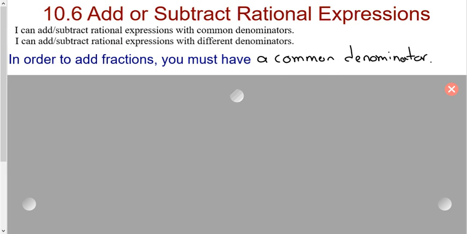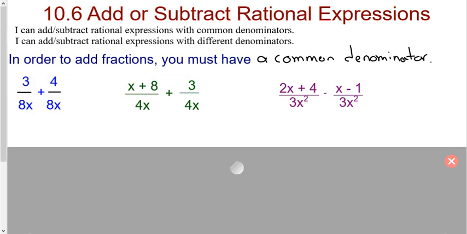If you have a common denominator, like in this set of problems, it's just a matter of adding or subtracting your numerators. So for example, 3 over 8x plus 4 over 8x, our denominator, since it's the same, does not change. So it's just a matter of going 3 plus 4 is 7. And then because we're working with fractions, the last thing we have to check, does 7 over 8x reduce? It doesn't, so that would be your final answer.